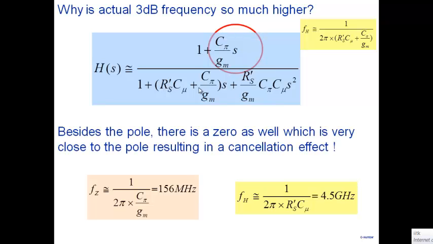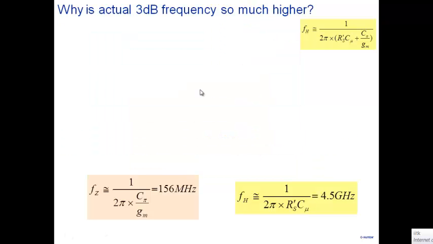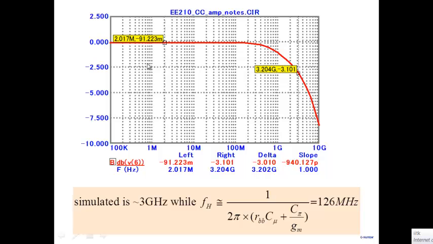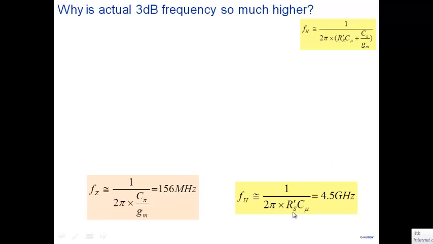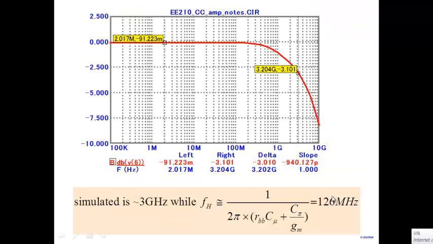And completely wrong. And so the only thing that we can say about our circuit in this case is that the upper cutoff frequency in such situations is determined by this factor here, 1 over 2 pi rs dash c mu. And you can see here this gives us 4.5 gigahertz. Actual value is 3.2 gigahertz, reasonably close to what the actual value is.